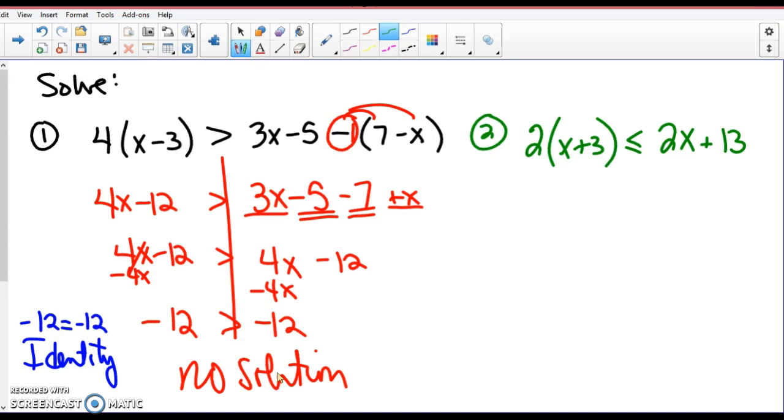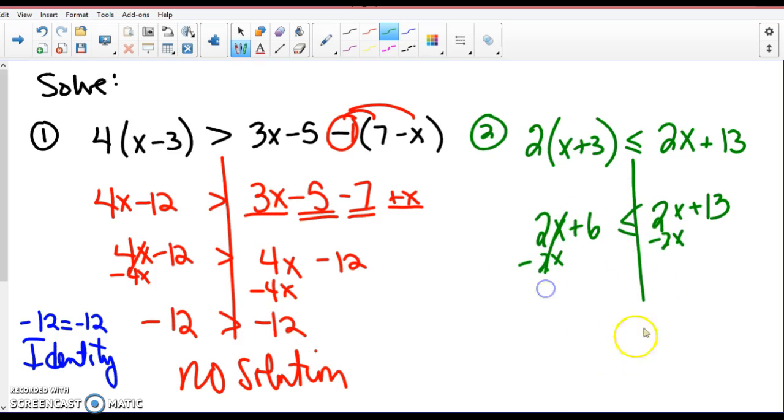2 times the quantity x plus 3 is less than or equal to 2x plus 13. I'll let you copy it. What will I get when I simplify the left-hand side? Let's see. 2x plus 6 is less than or equal to 2x plus 13. Subtract 2x from both sides. I'll have 6 is less than or equal to 13.